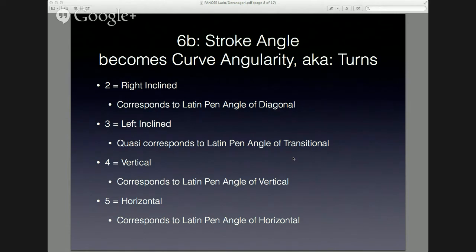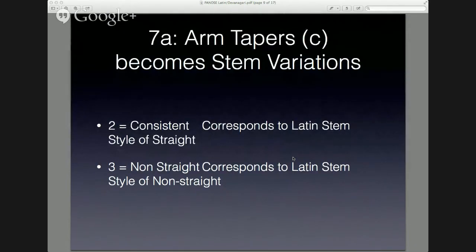Horizontal is rarely used in Latin, but it was used much more frequently in Devanagari because you have that horizontal bar across the top that sort of sets the theme for having a horizontal pen design. Next, arm tapers become stem variations. It's kind of the same thing, but I wanted to include, in Latin, it was only looking at straight and diagonal stems, and in Devanagari it will apply to some of the curved stems as well.